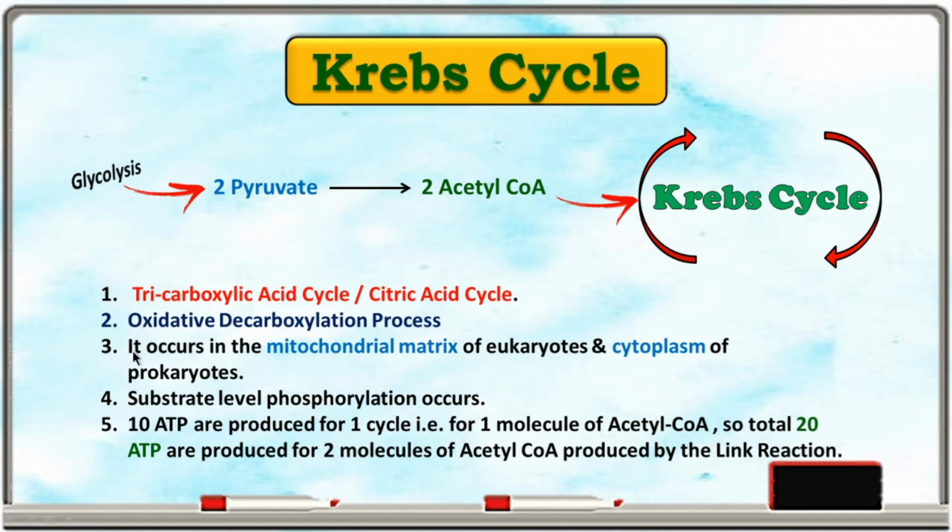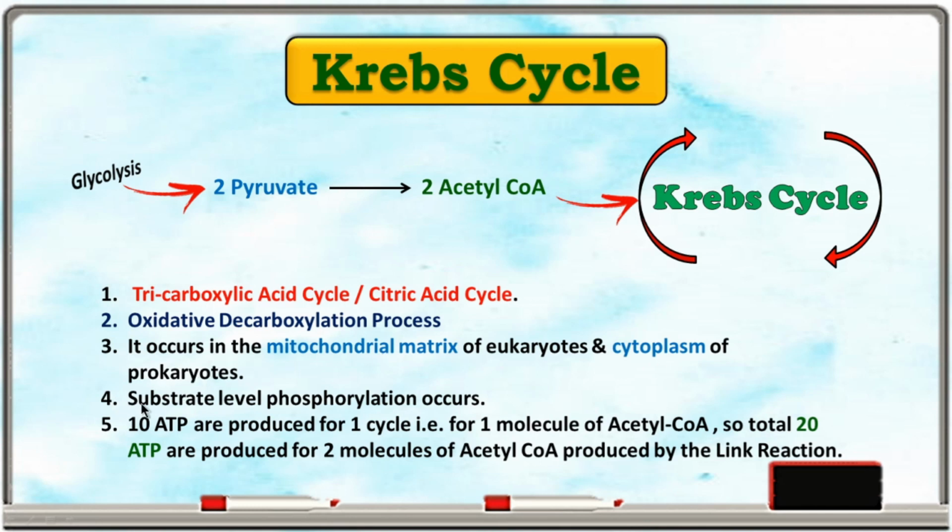The third point is that it occurs in the mitochondrial matrix of eukaryotes and the cytoplasm of prokaryotes. Just like the link reaction, this Krebs cycle process occurs in the mitochondrial matrix of the eukaryotes and the cytoplasm of the prokaryotes.